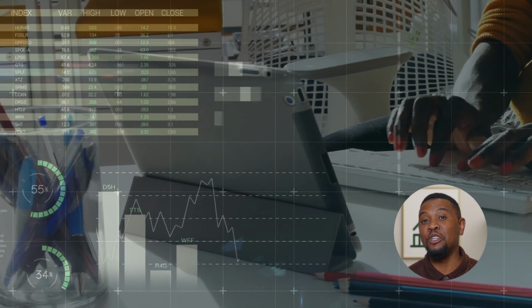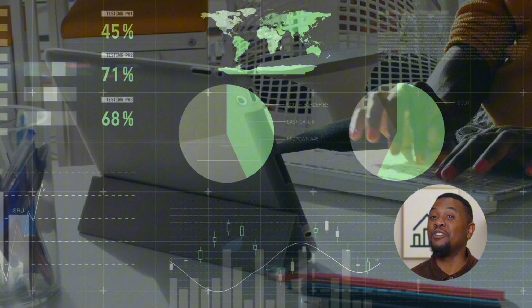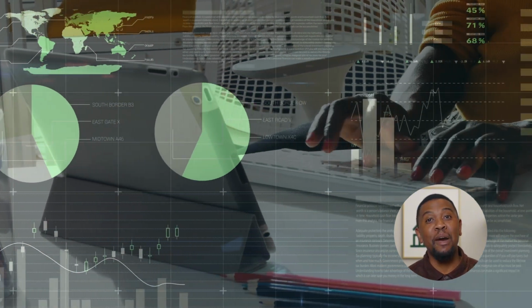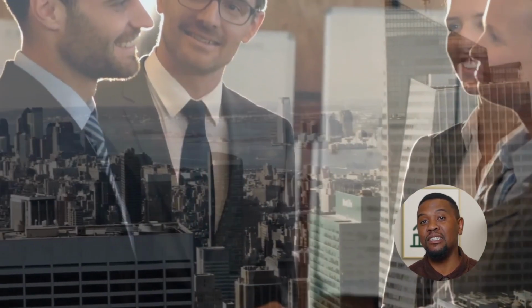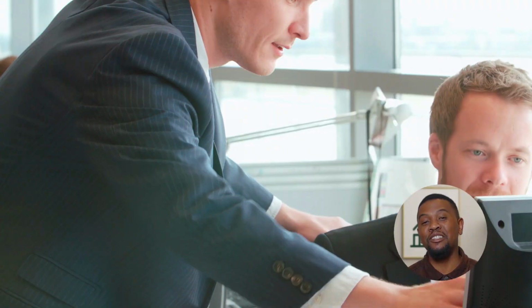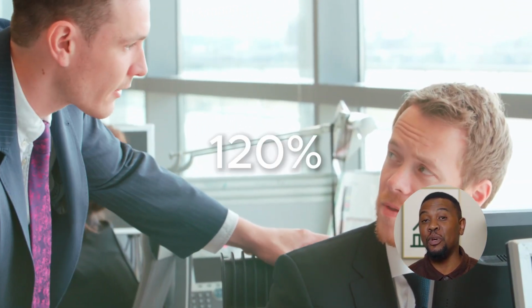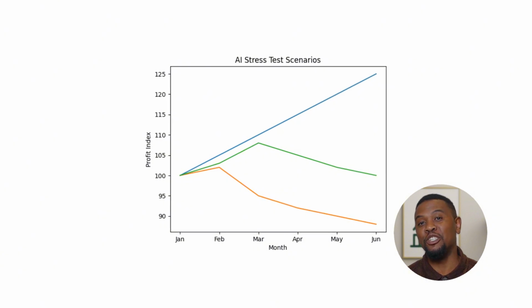The system can run multiple forecasts simultaneously, best case, worst case, and most likely scenarios, all based on different assumptions about revenue growth, market conditions, or operational changes. This is especially valuable for businesses with variable revenue streams. A services company might model scenarios for 80%, 100%, and 120% of projected client retention. The AI shows how each scenario impacts cash flow and spending across every budget category.